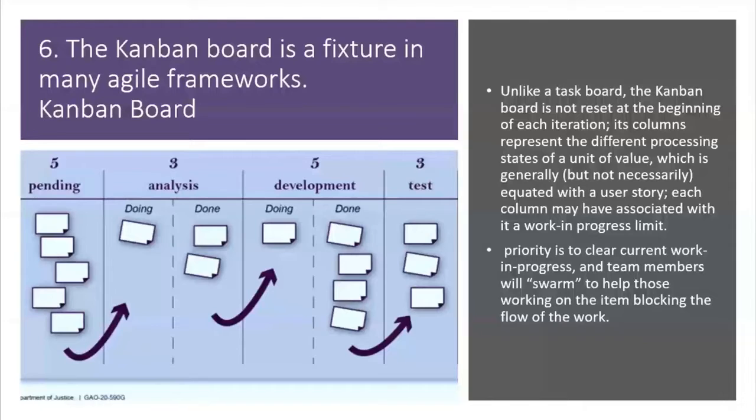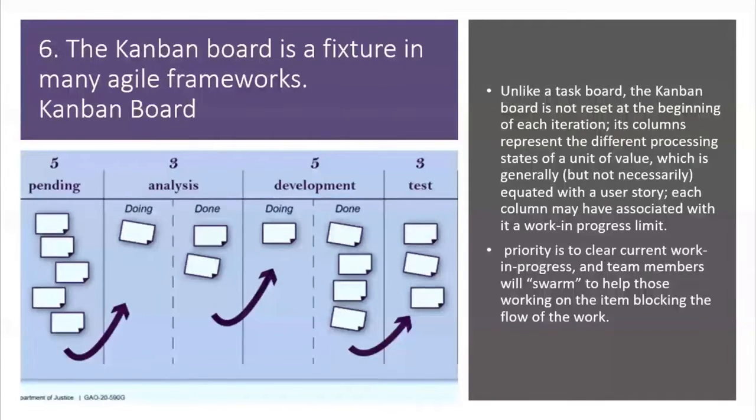Its columns represent the different processing states of a unit of value, which is generally, but not necessarily, equated with a user story. Each column may have associated with it a work in progress limit, and the work in progress limits are those numbers at the top, 3, 5, 3. Those are our limits.